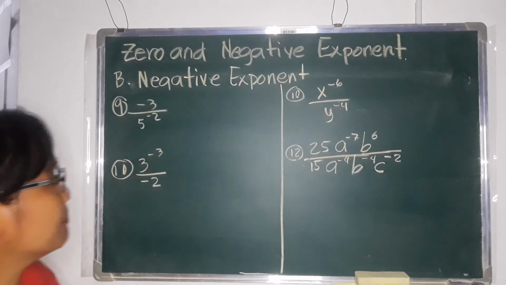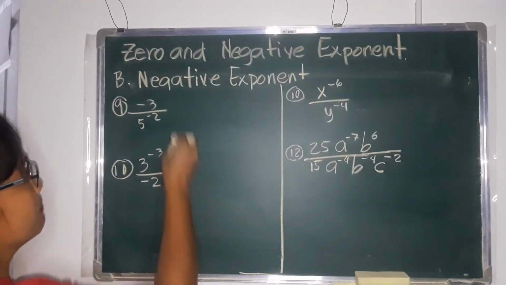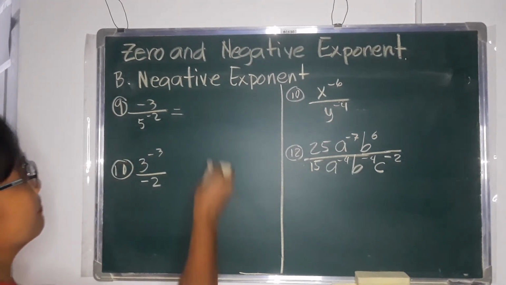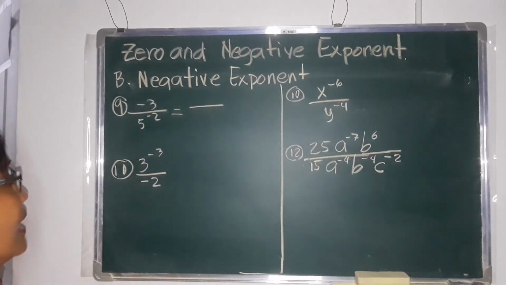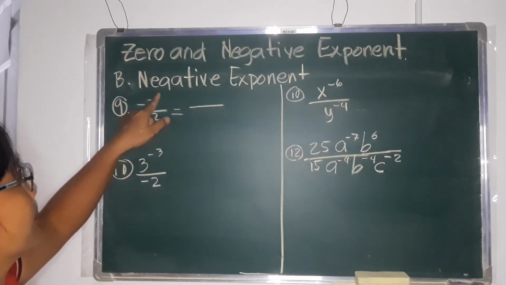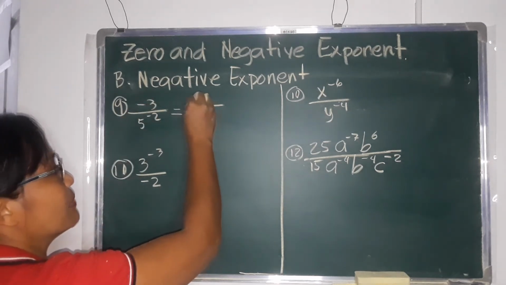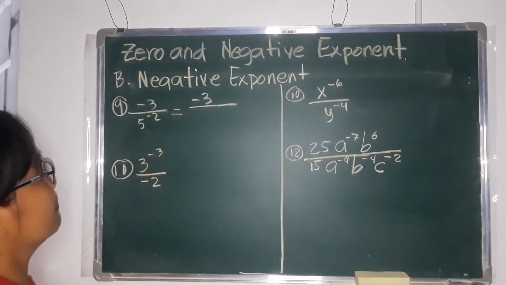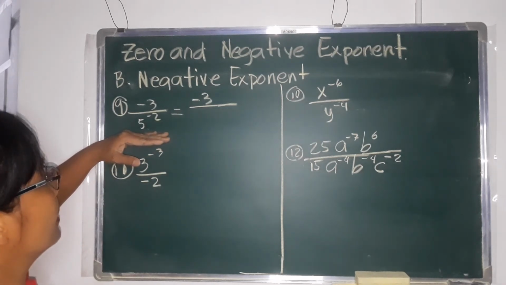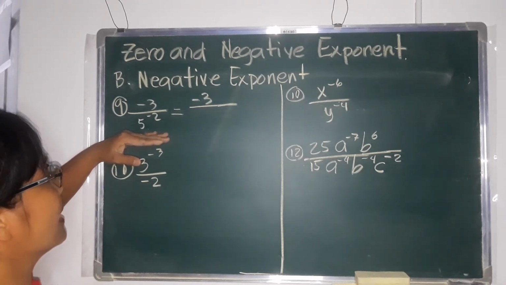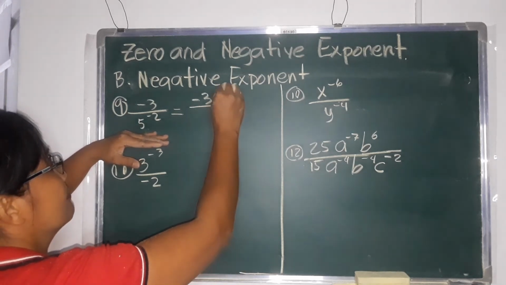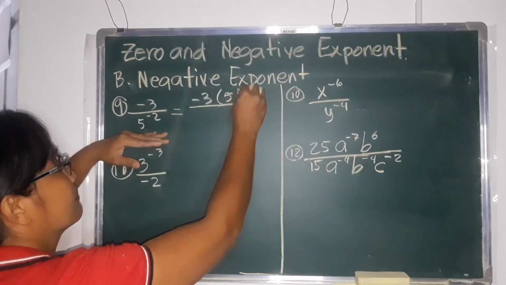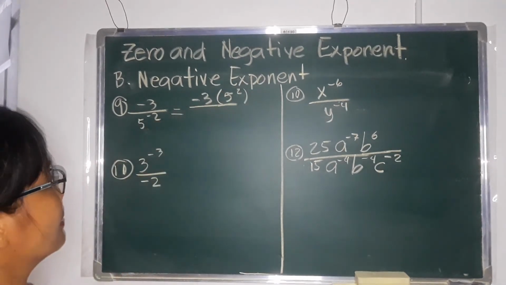Okay, so for example number 9, we have here negative 3 divided by 5 raised to negative 2. So put a line. Then next, since negative 3 has an exponent of 1, which is invisible, simply copy negative 3. Next, 5 raised to negative 2 is on the denominator, so let's move it to the numerator, reciprocal. So 5 raised to 2. Okay, so everything is on the numerator now.